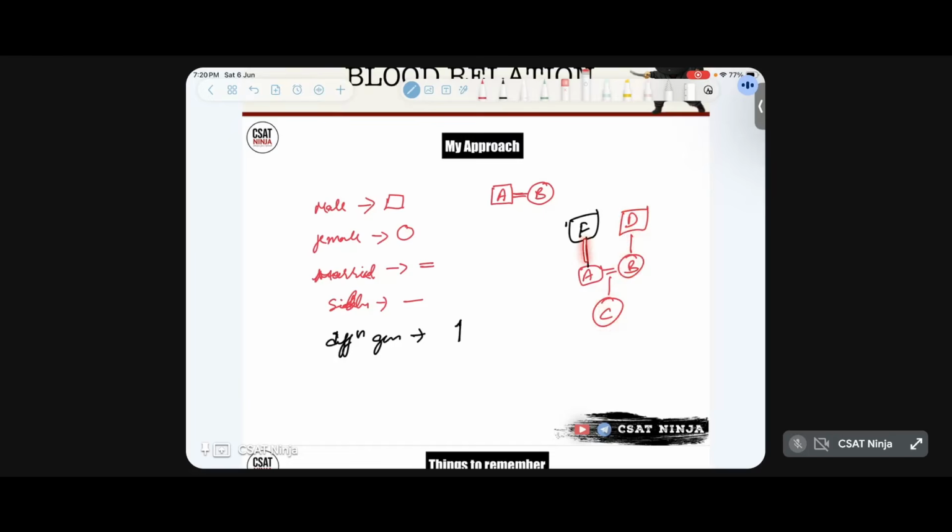So each generation will have a vertical line there, okay? Are we clear with that? If you are clear with that, I'm going to start with the questions. Okay.